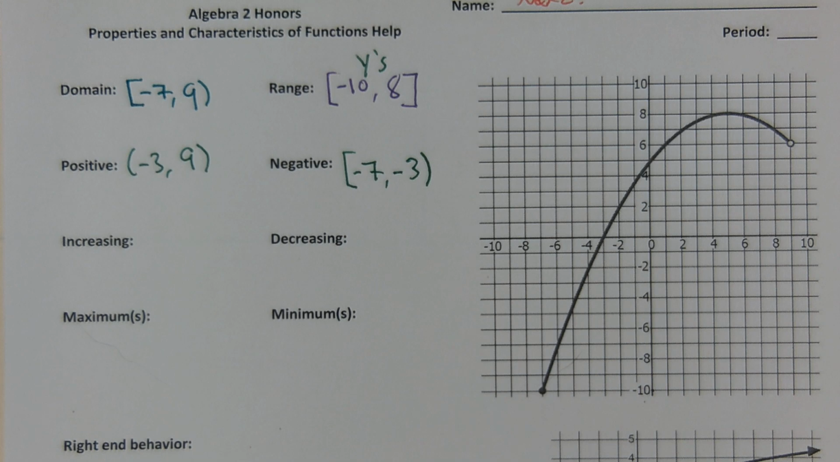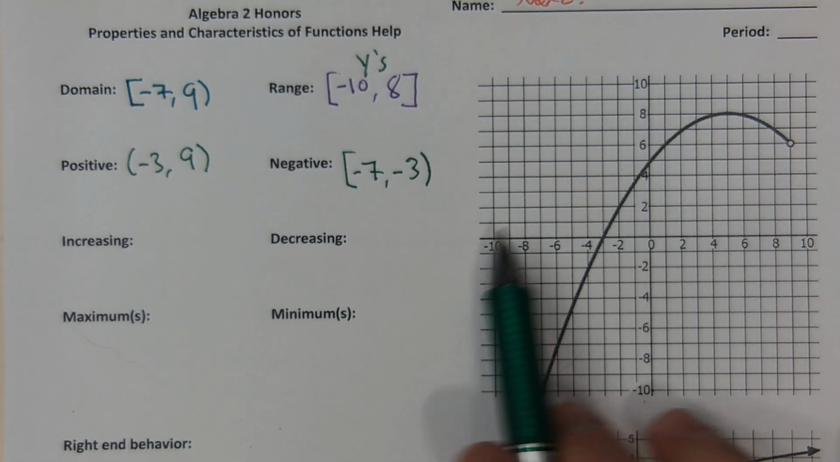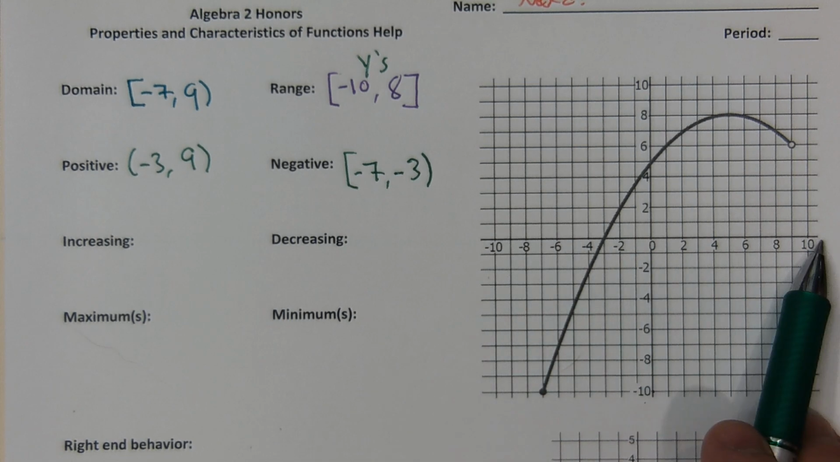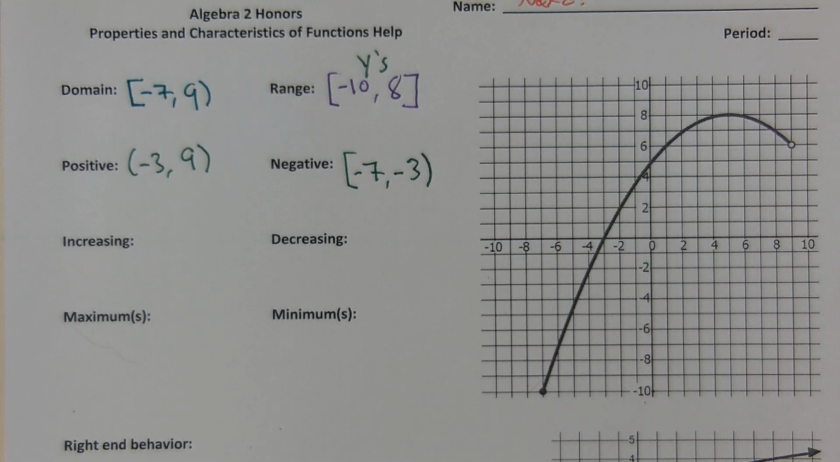So positive or negative just has to do with whether or not you're above or below. Think of this as being like, I don't know, the surface of the ocean. You're either underwater or above water, okay? If that helps. Some people, that helps.